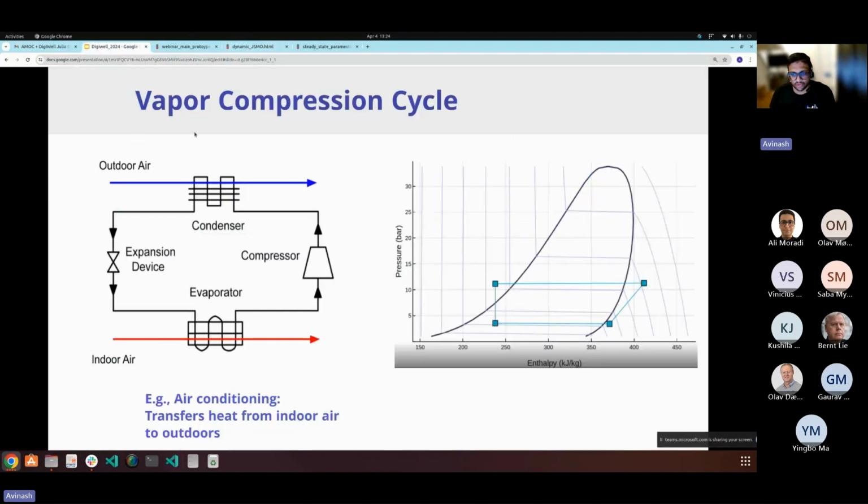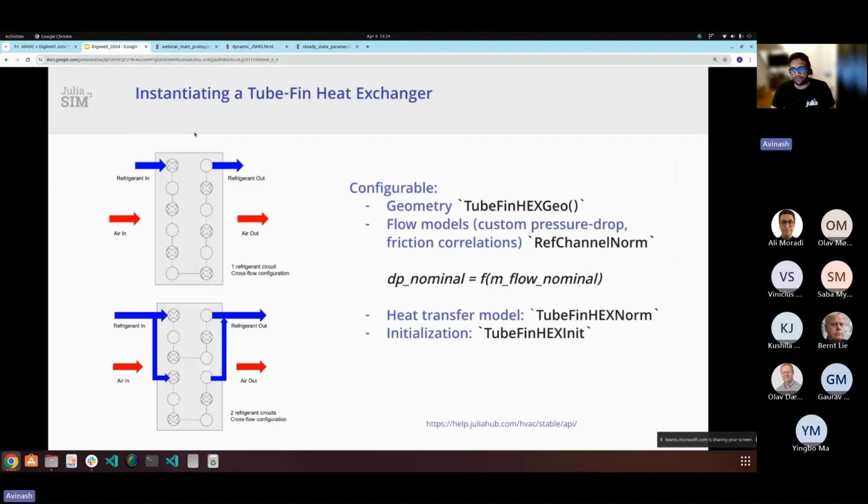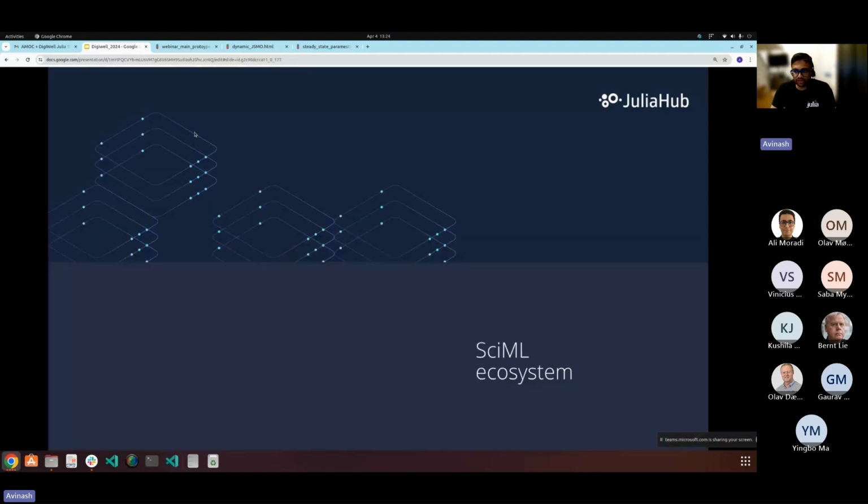So moving on, there are some details on how to set things like geometry models, flow models, pressure drop, friction calculations, heat transfer models, and so on, which I'll skip over.